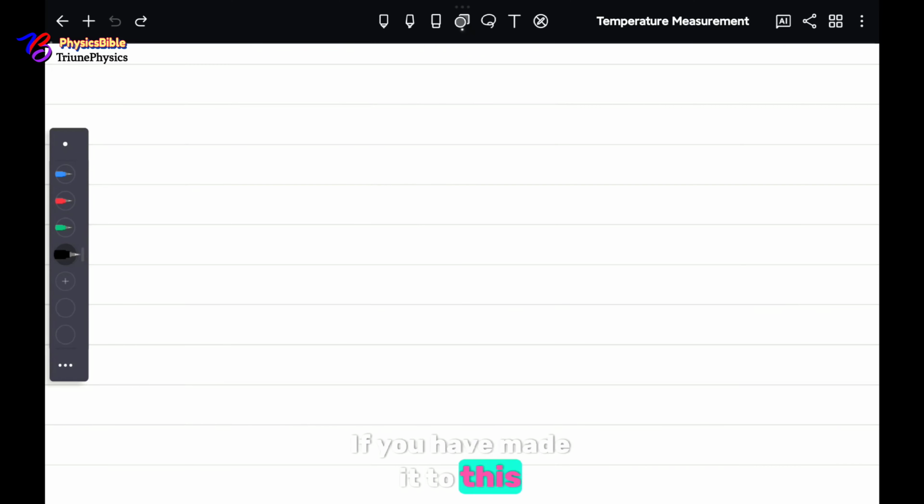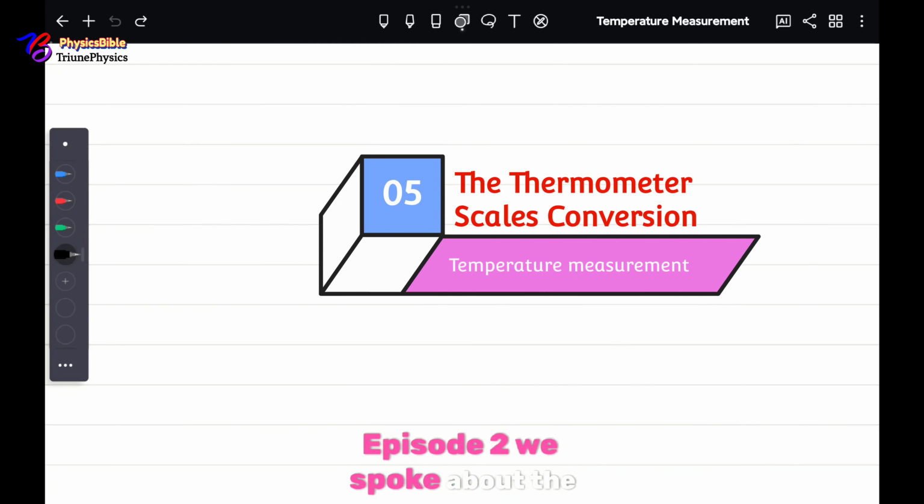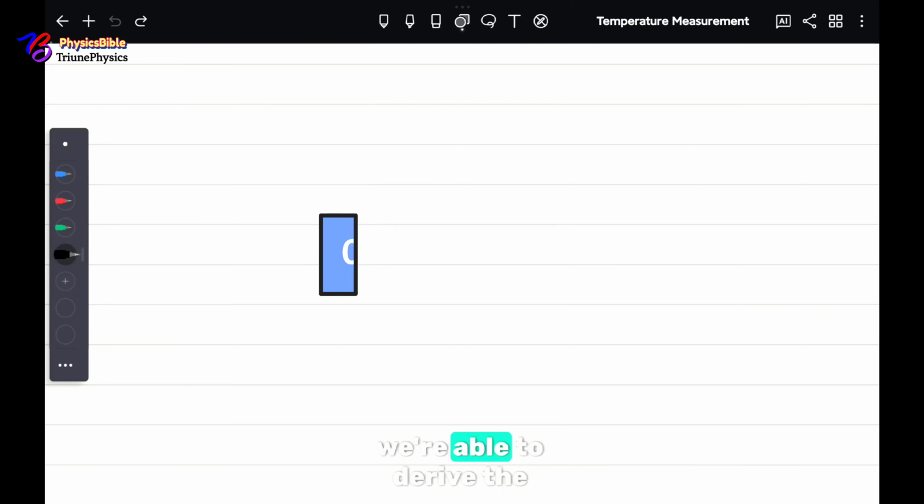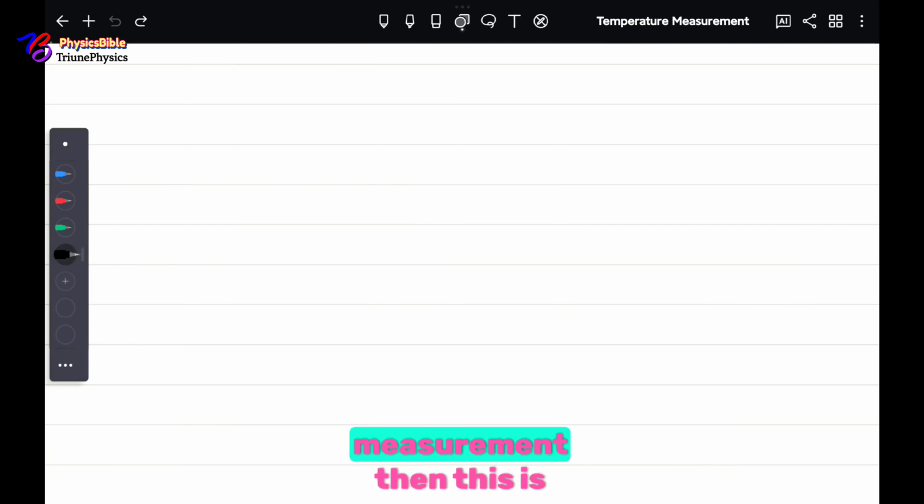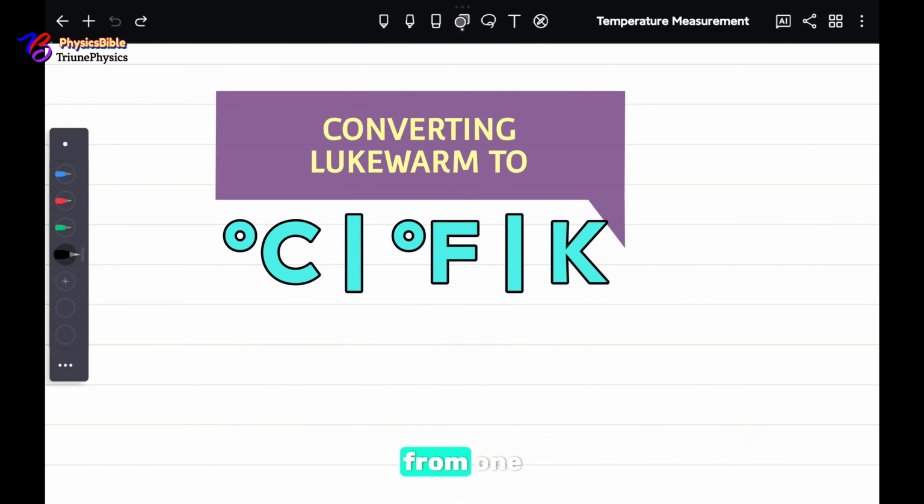If you have made it to this episode, then you must have gone through episode 1, where we introduced temperature measurement. In episode 2, we spoke about the thermometer itself. Then in episode 3, the thermometric substance. In episode 4, we were able to derive the equations for temperature conversions and measurement. Then this is episode 5. We want to convert from one temperature scale to another.